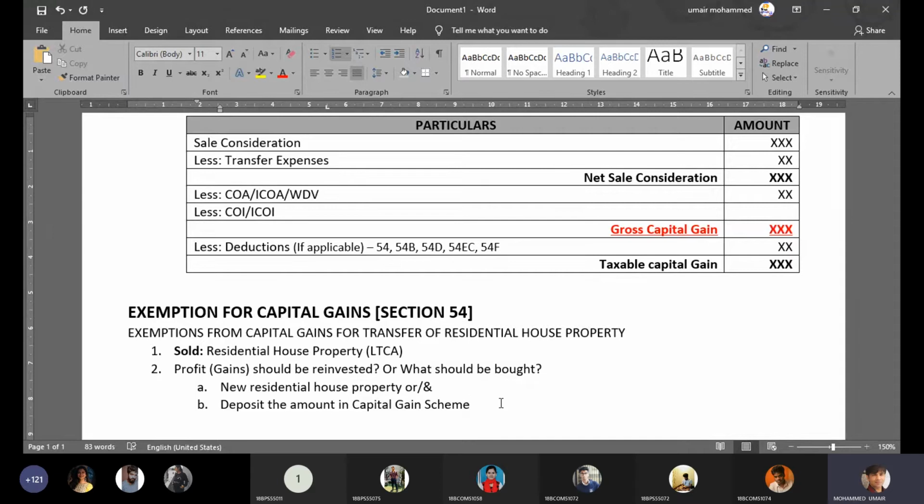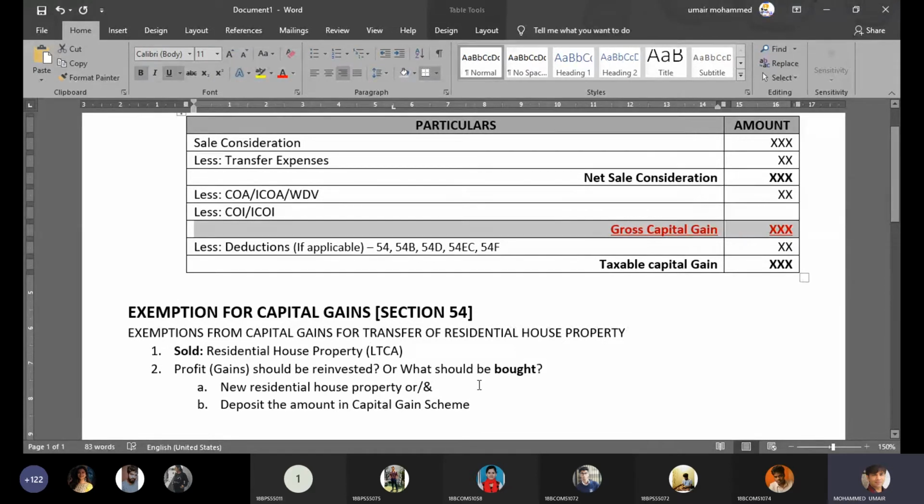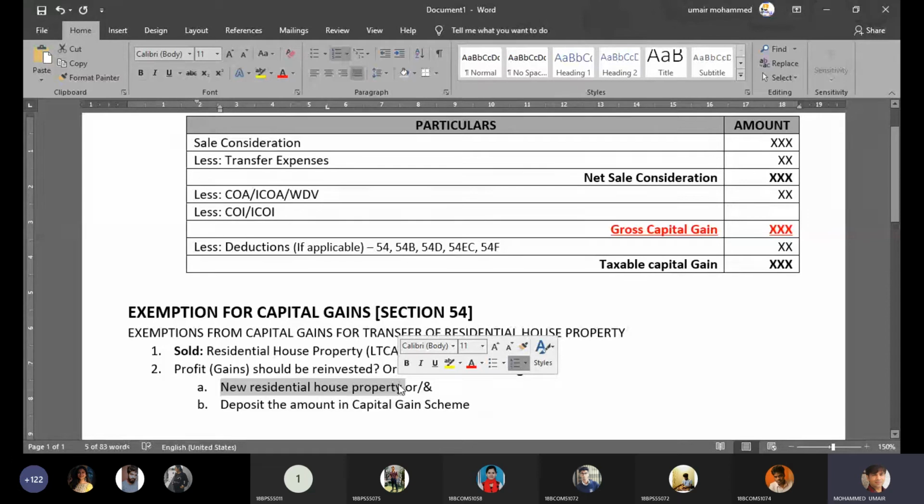So this is what you have to understand, that all the sections have one thing in common. You should sell something, and with the profit you gain from selling the capital asset, you should buy something. That's the logic behind all the deductions. So what does section 54 say? The asset transferred or sold should be a residential house property, which is actually a long-term capital asset. And with the money you have made from transferring the house property, you have to either buy a new residential house property, or deposit the money in the capital gain scheme, or do a combination of both.